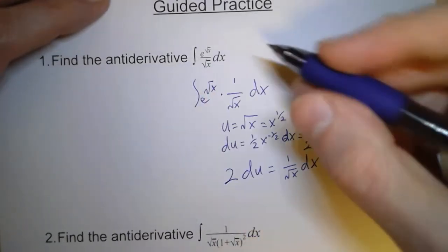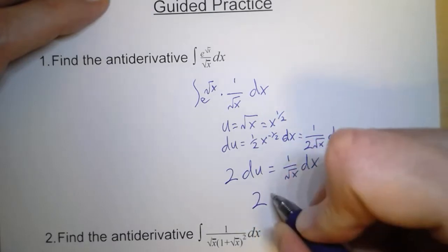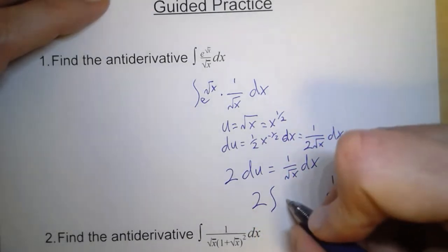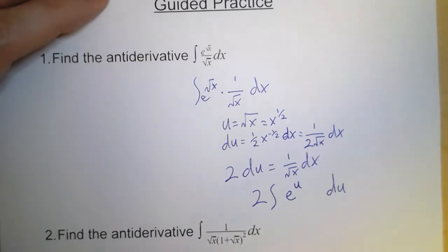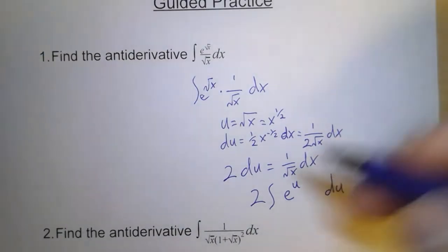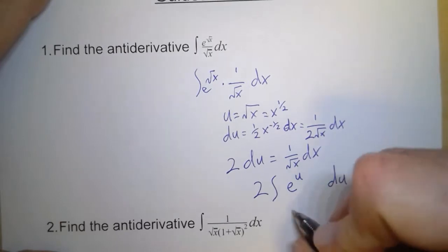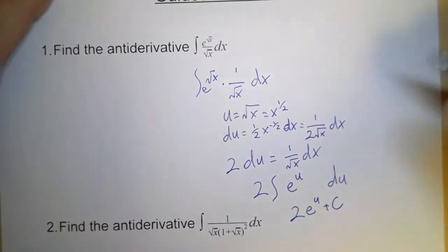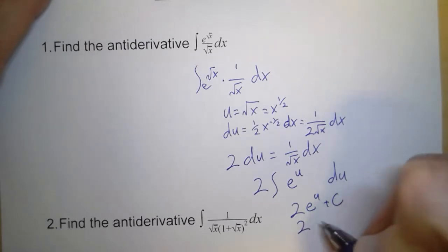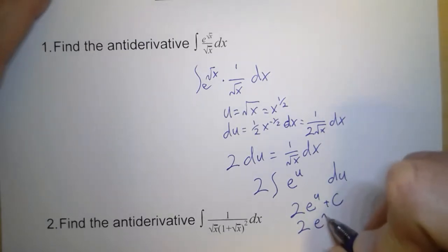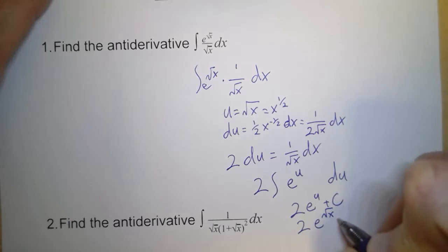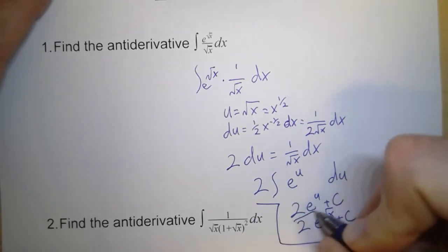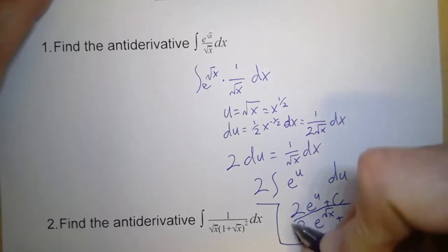So when we make our substitution, the 2 will go out front with the du on the end of the integral, and then we have e to the u. So all we have to do is find the antiderivative of e to the u, which is e to the u. So 2e to the u plus c. And then we substitute back what was u, so 2e to the square root of x plus c. So there is our indefinite integral.